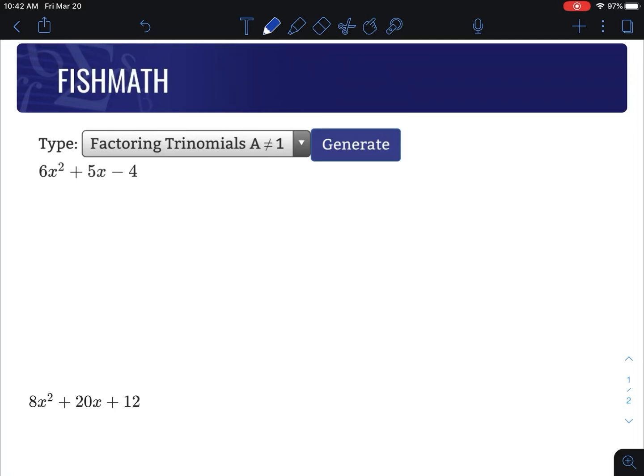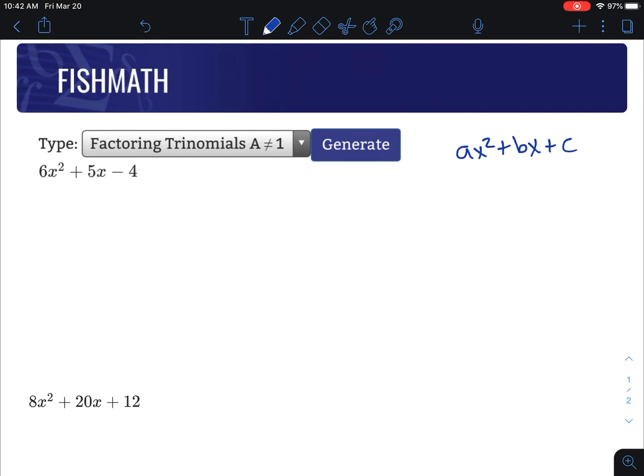Hi everyone, we're going to look at how to factor a trinomial in this video that has an a that is not 1. So what that means is for any trinomial that's written in standard form, it looks like this: ax squared plus bx plus c. The first number in front of the x squared is the a, the number in front of the x is the b, the constant by itself is the c.